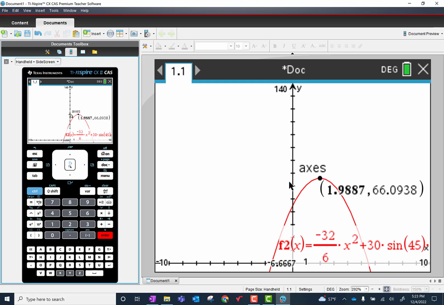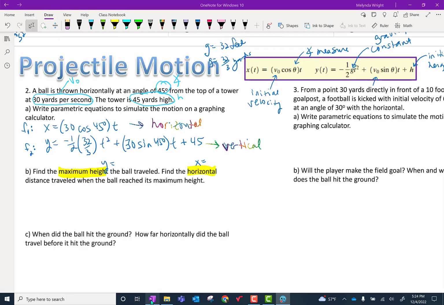Okay, you ask, why are you doing that? Well, I'm going to need that number in just a moment. So this is when we want to find the maximum height that it traveled. So this stands for height, right? This is the time, this is the height. So this is the maximum height that it traveled, 66.094. All right, so let's go back to our document.